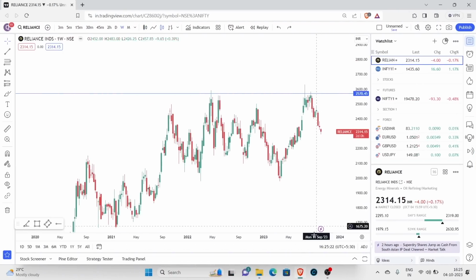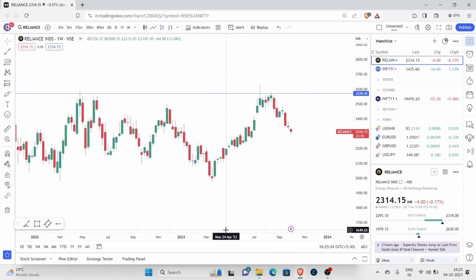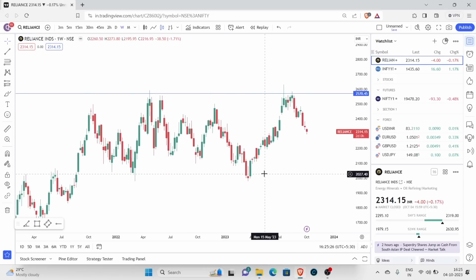Whenever the stock comes there, fresh sellers come in, selling the stock and bringing it down. Similarly, support levels are the levels at which there are a lot more buyers who would come in and participate, and the stock would not go below this level. Reliance is finding some excellent support around the level of 2000, around 2050 to 2000. Whenever the stock comes around 2000, it usually bounces back up.